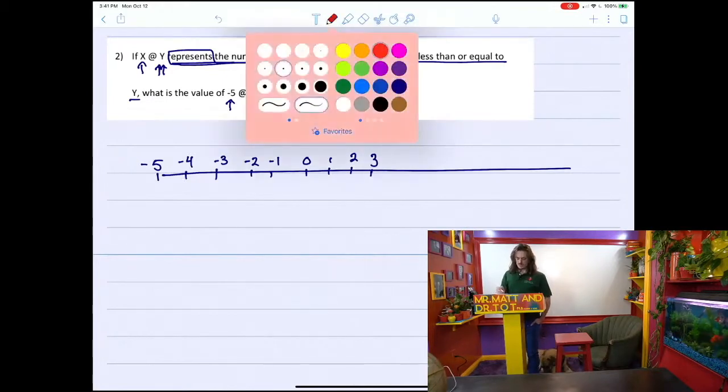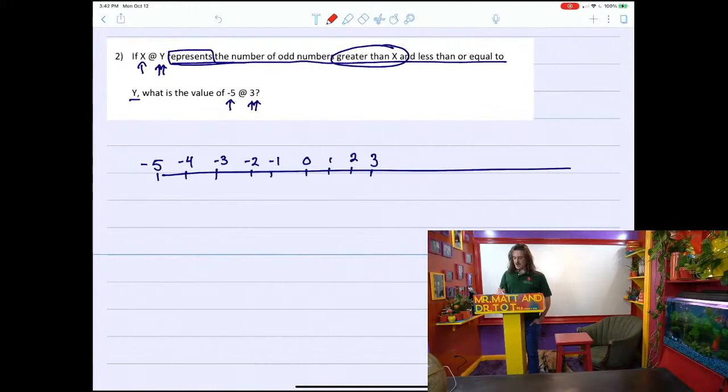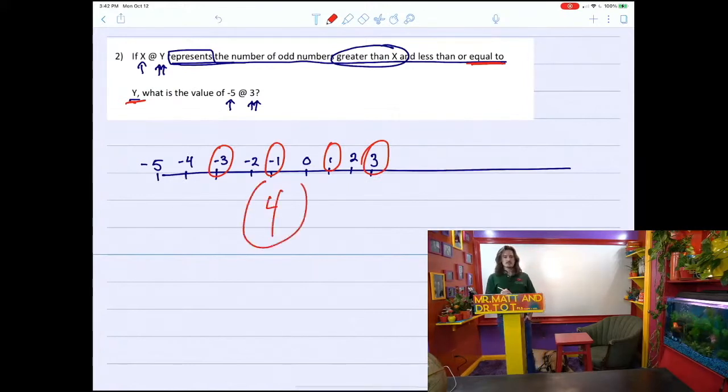So skipping over -5, the odd numbers here would be -3, -1, 1, and then it's less than or equal to y, so we can count the ending value of 3. So we'd have 1, 2, 3, 4 odd numbers in between -5 and 3. If you have any questions, let me know.